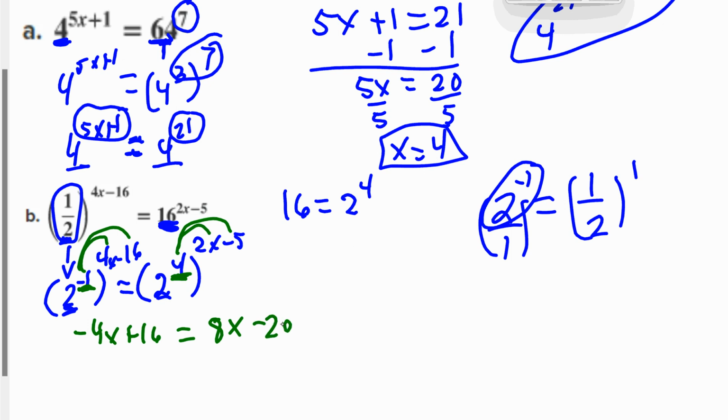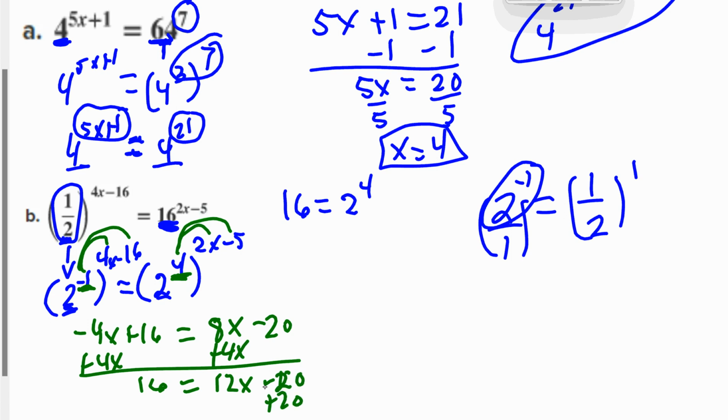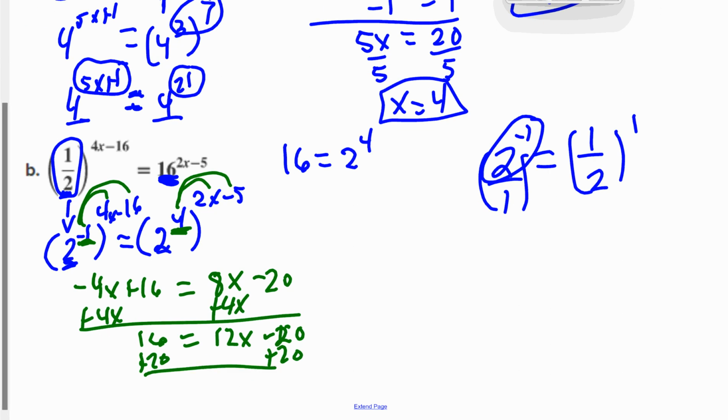Now I can solve this equation, right? Add 4x to both sides. So then I get 12x minus 20. Add 20 to both sides. And then I can just divide by 12, and I get x is equal to 3.